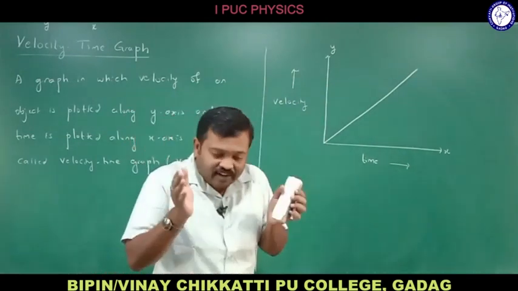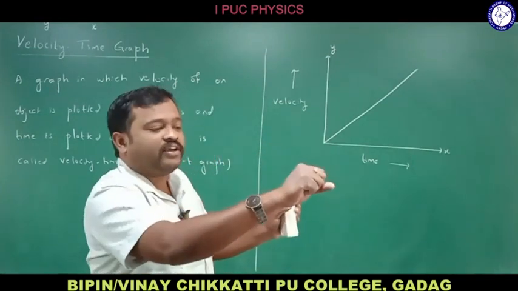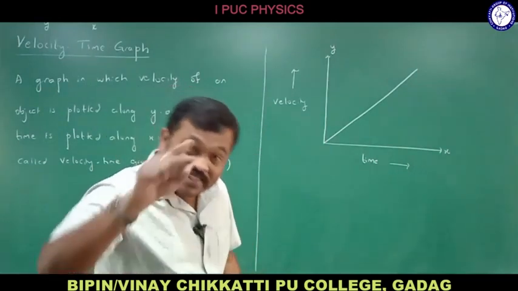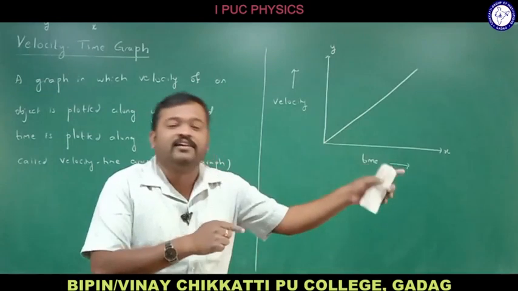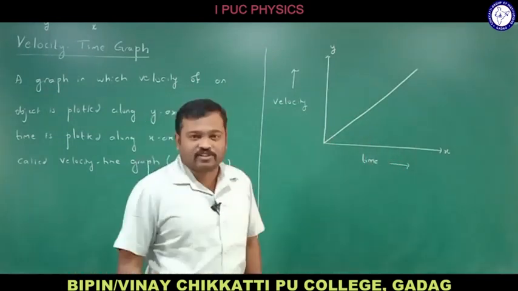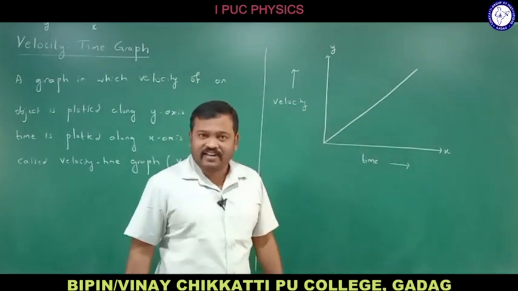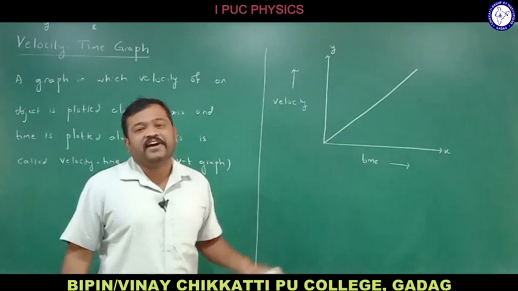Means if a rider is riding a bike, he is riding in such a way that continuously he is increasing the speed of the vehicle. That time, if I draw the velocity time graph of that bike, I will be getting like this. By seeing this, I can understand that the velocity is increasing. So this is called as velocity time graph.